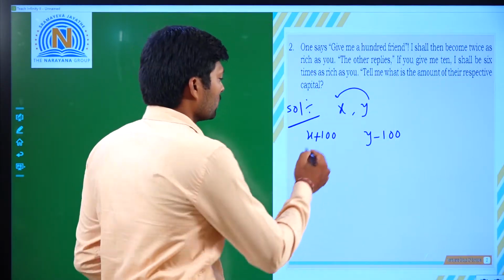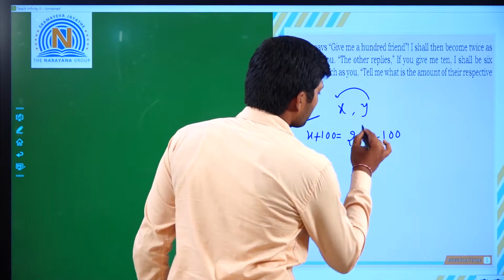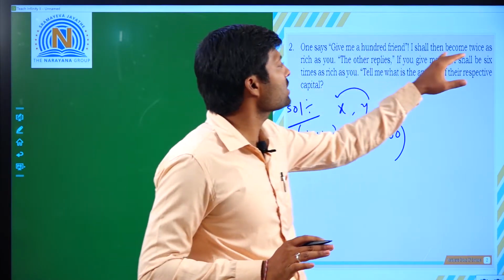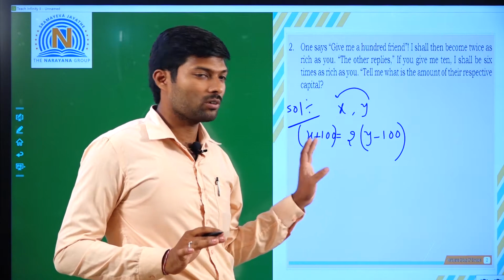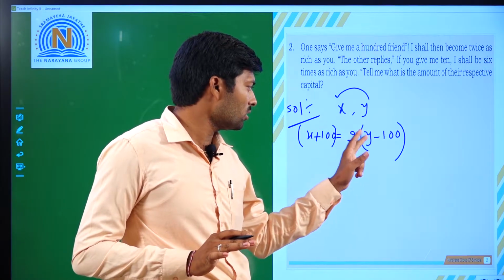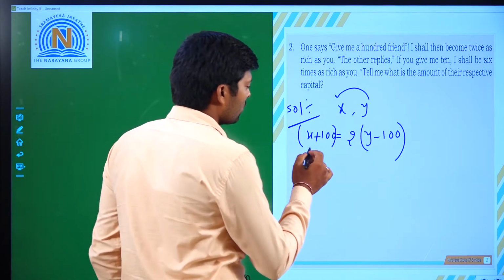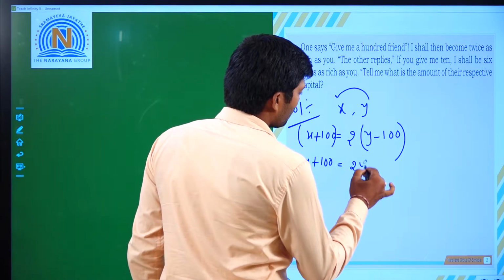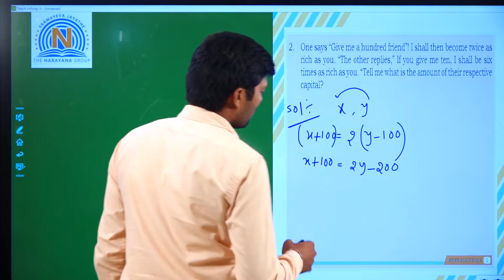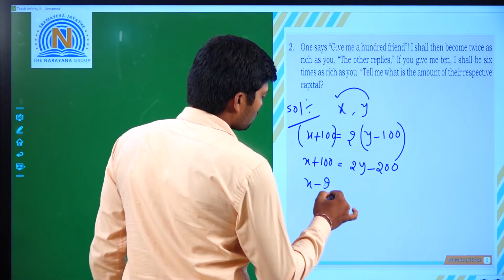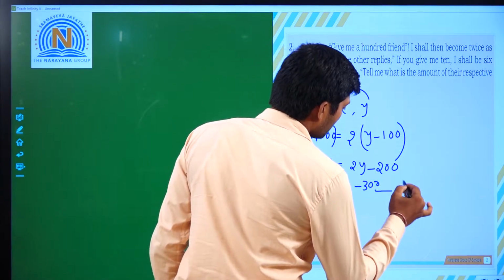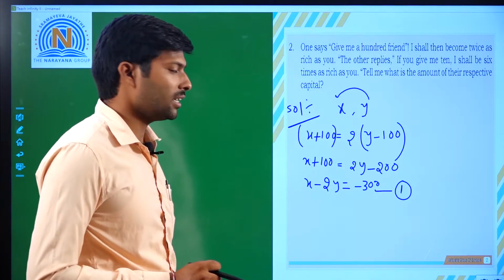Now, I shall then become twice. Twice means 2 times. I am representing each and every word in equation form. So, X plus 100 is equal to 2 into (Y minus 100). Write it in the standard form of a pair of linear equations. X plus 100 is equal to 2Y minus 200. It can be written as X minus 2Y is equal to minus 300. Let me take this as the first equation.